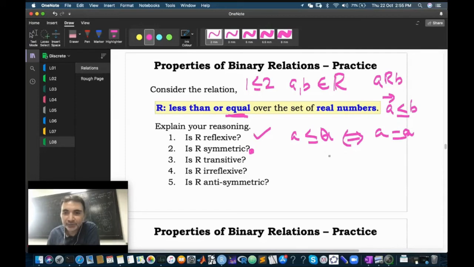It's not, right? So to say that it's not symmetric, what do you need to do? You need to give me one example जिसमें A is related to B, but B is not related to A. Okay? So एक example यही वाली ले सकते हैं आपके 1 is less than or equal to 2, but 2 is not less than or equal to 1. Okay? Which means it's not symmetric.